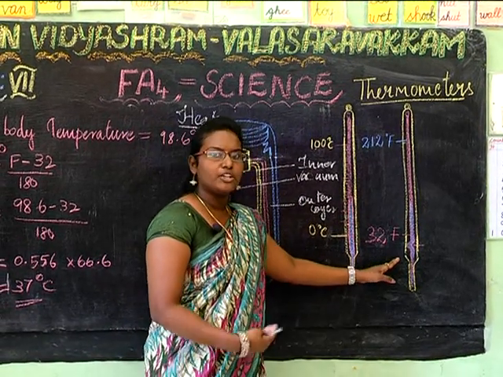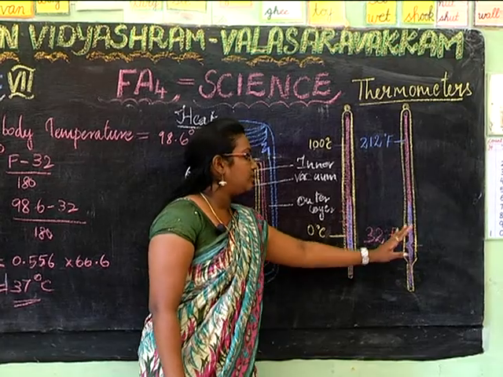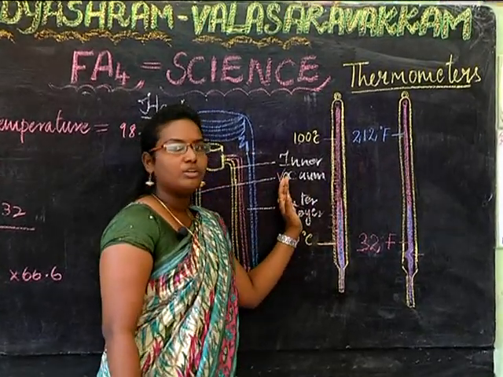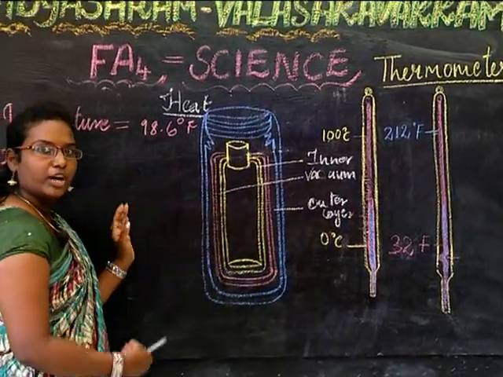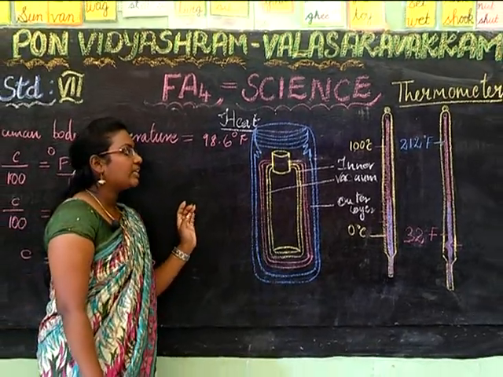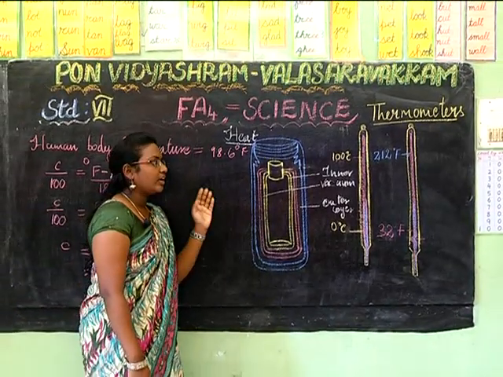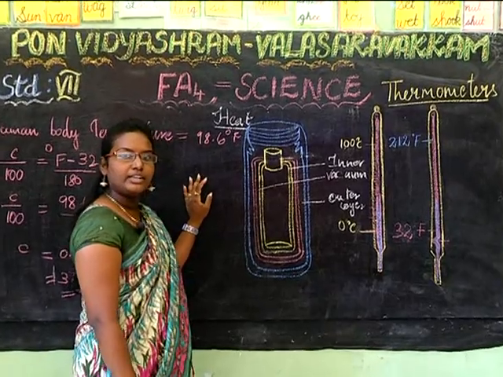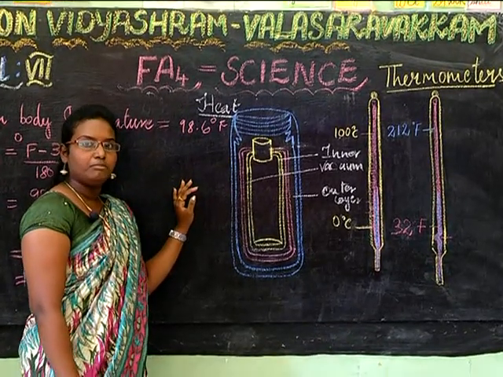And between these two, the digital thermometer is the other one that we are usually using nowadays. That is the digital thermometer, which we use for clinical purposes, and in digital thermometers we don't have any mercury.